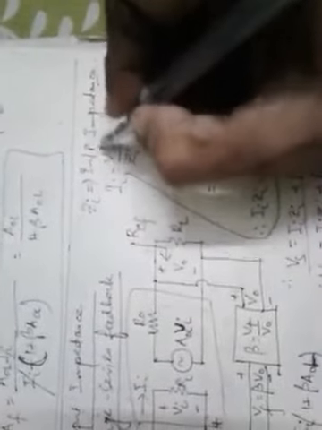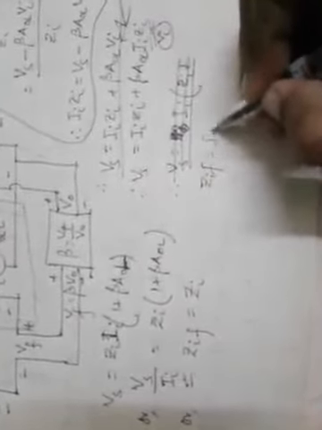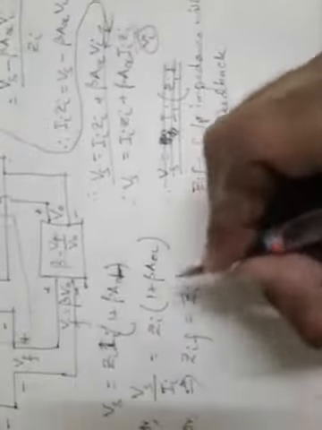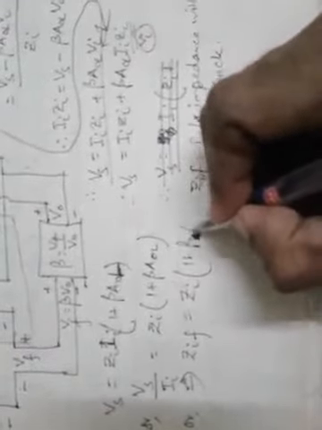We should be writing here Zi, input impedance without feedback, and ZIF should be written as input impedance with feedback. So that should be equal to ZIF is Zi into 1 plus beta AOL. So this can be the expression for the effect of feedback on input impedance.